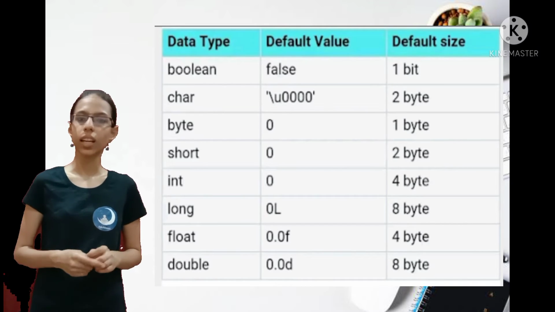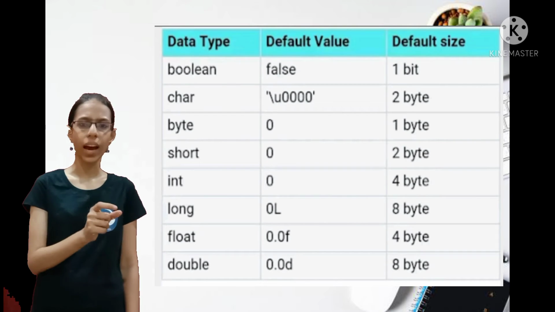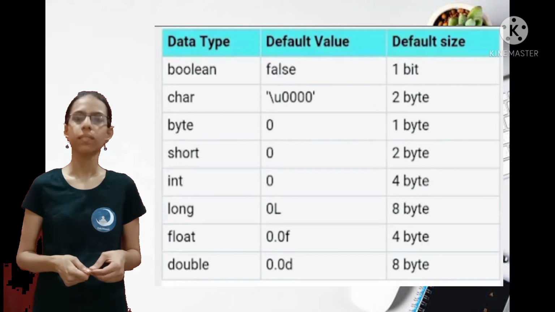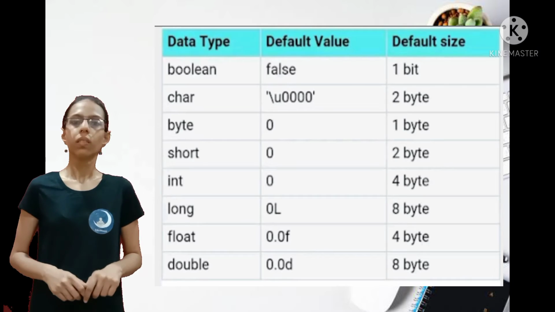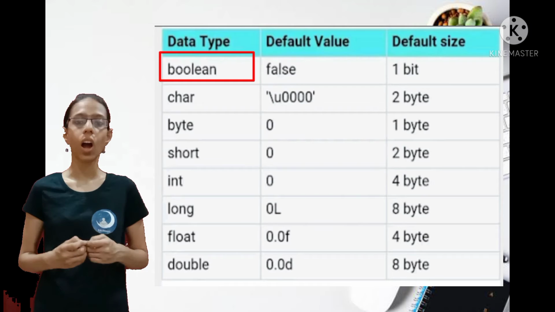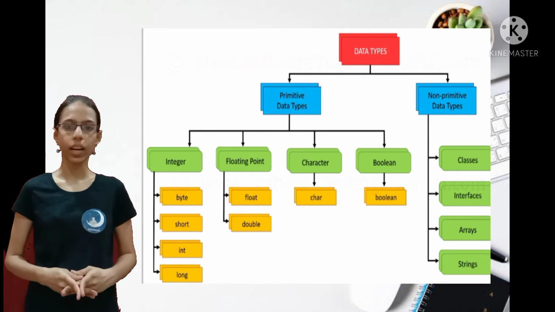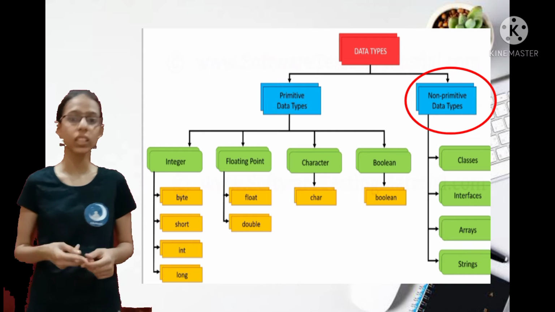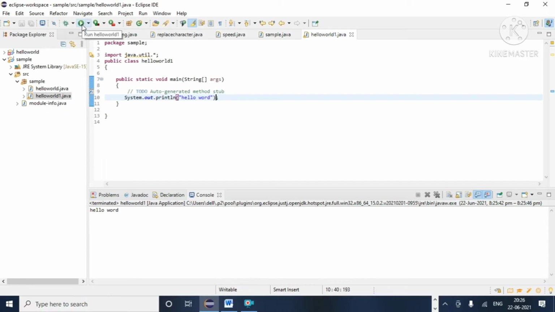Next, the other data type is char. Char means character. If we want to give a character, then we use char. It occupies 2 bytes of data. Then the last data type is boolean. Boolean accepts only one answer, either true or false. Then next, coming to non-primitive data types, they consist of classes, objects, strings, and arrays. These all come under the non-primitive data types.